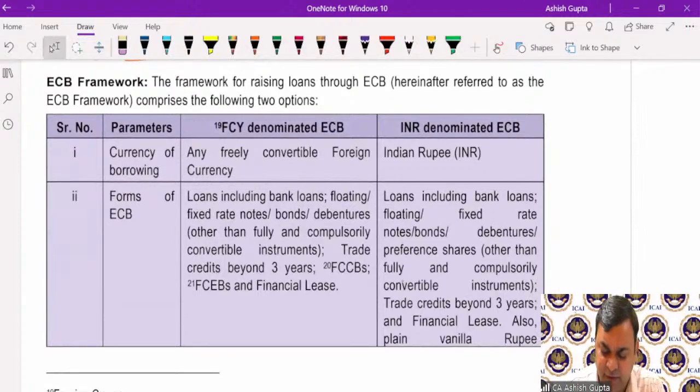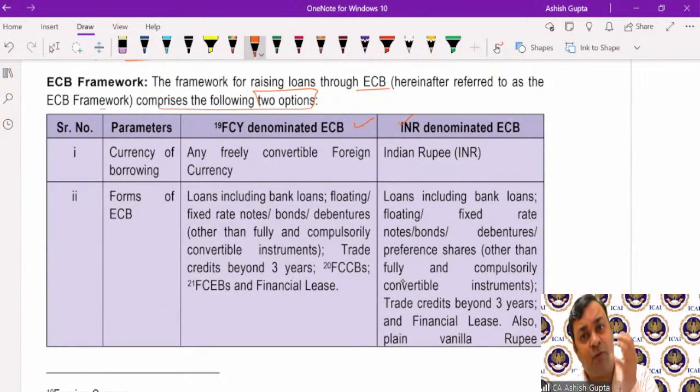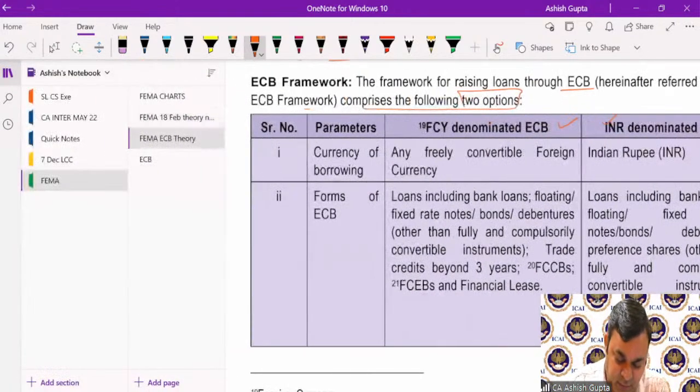ECB framework, the framework for raising loans through ECB, herein referred to as the ECB framework, comprises the following two options. Two options means foreign currency denominated ECB and INR denominated ECB, meaning you are going to take the ECB in foreign currency or Indian rupees. So first is currency of borrowing.